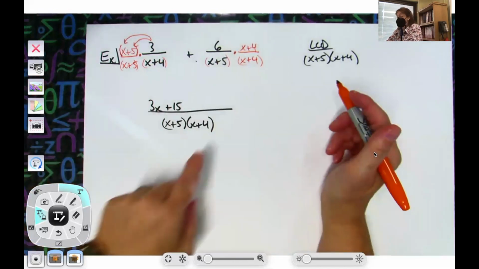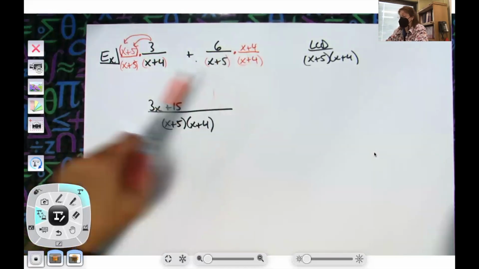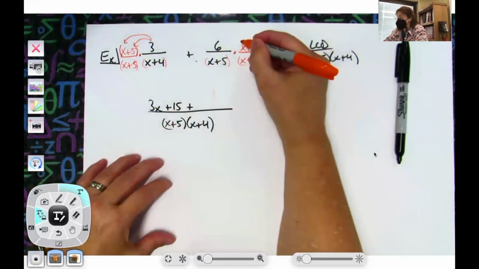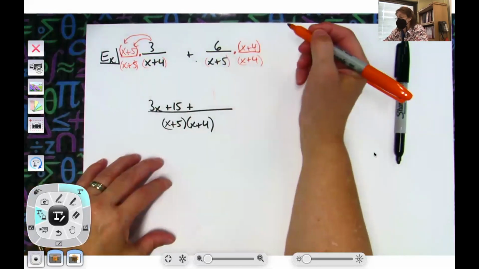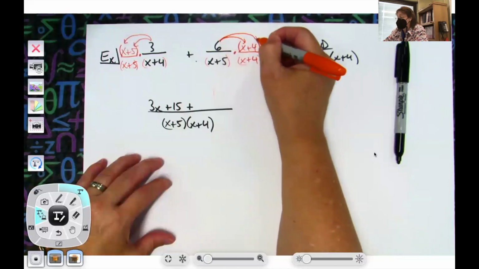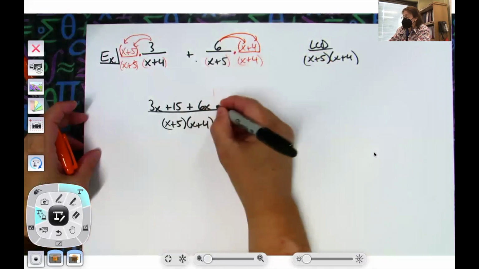Now I have to do the exact same thing over here. I know I'm going to have a plus, because that's a positive 6, so I'm going to go ahead and put that plus sign down there. But this x plus 4 is a binomial. I'm going to take that 6 and distribute it, because I'm multiplying a single number times my binomial. That'll give me a 6x plus a 24.